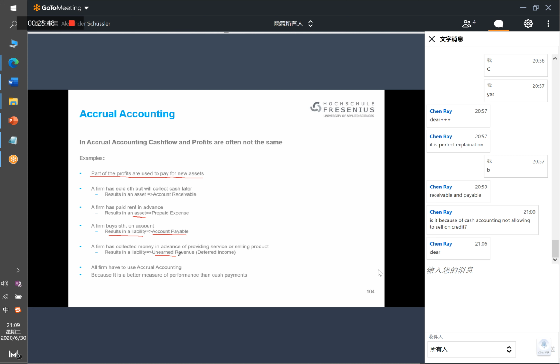Here you have deferred income. The firm has gotten the money, but the firm has not provided the service. When the firm provides the service or sells its product, then the revenue is earned. So these are all examples of accrual accounting, and all firms have to use accrual accounting, because it better measures the performance than cash payments.